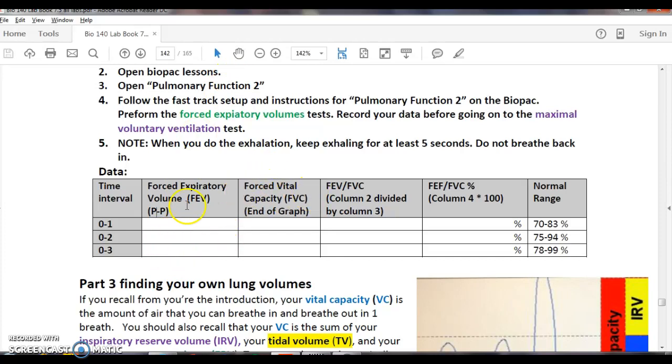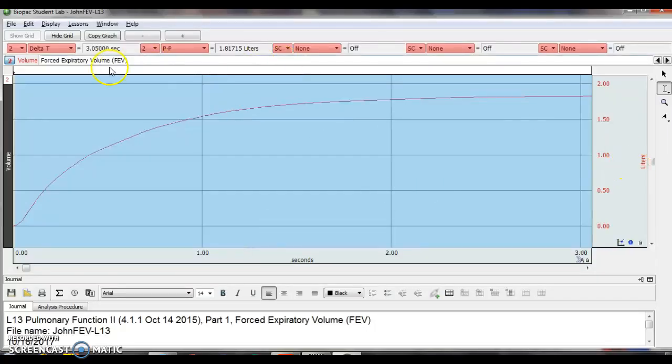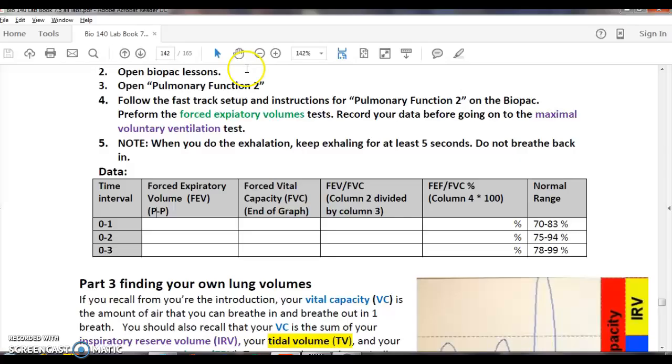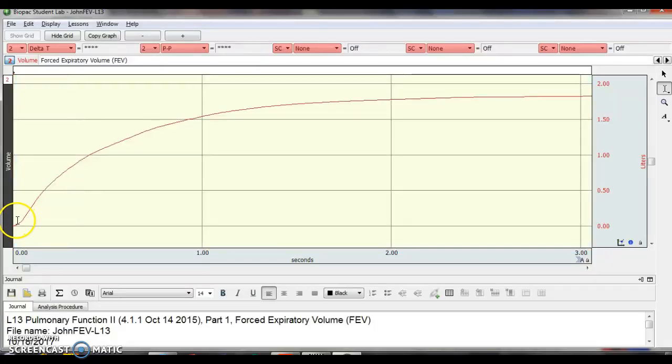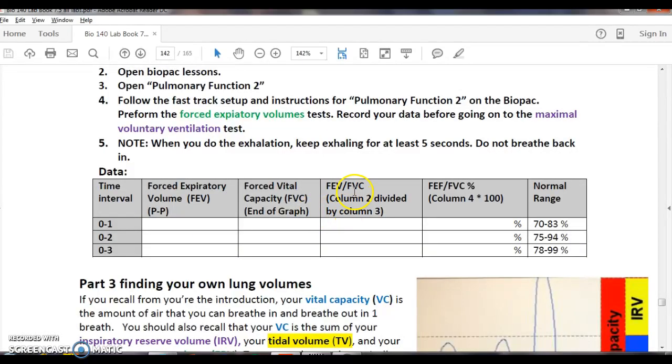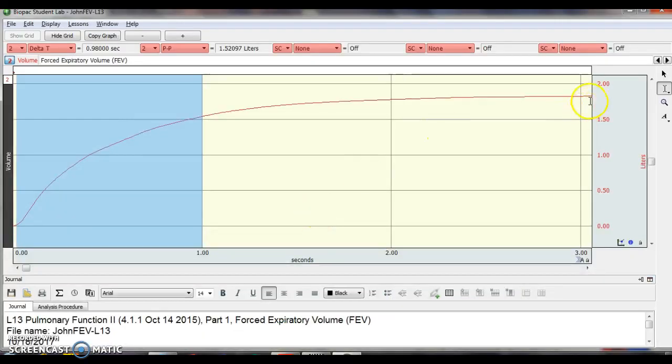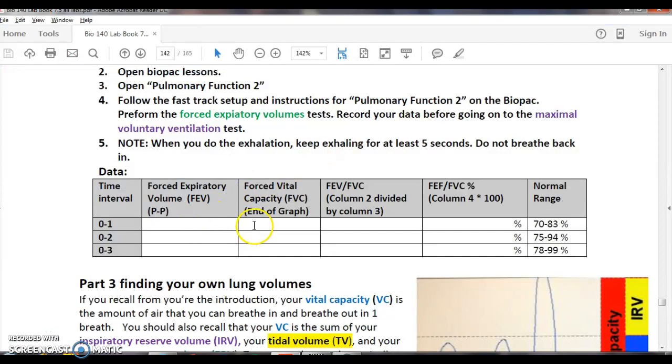Then my forced vital capacity, that's how much I was able to blow out. Well, that is 1.8 right there. So I write that there. Then to find the forced expiratory volume, that is how much we blew out at each second. Forced vital capacity ratio. We basically divide this column by this column.